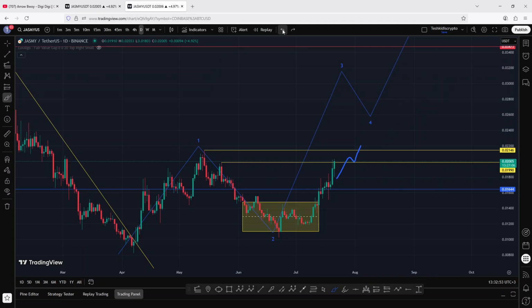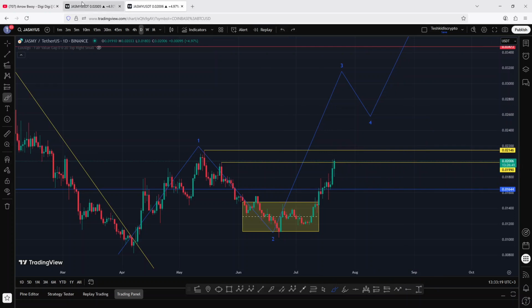So that is the roadmap that I am expecting Jasmy to follow on the long term. And also remember that we can also get rejected within these key areas of resistances over here. And if that plays out, then I will be watching for a pullback to support on the 0.01644, where we can find support and then attempt another bounce back to the upper side in the next coming days.